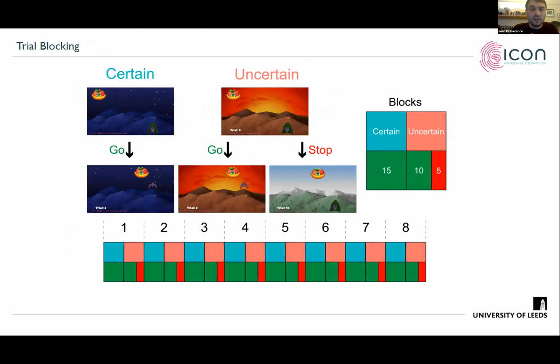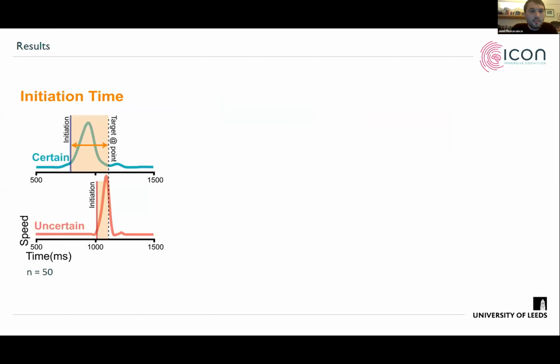We've got 2 conditions: a certain condition, where they're all going to be go trials, and an uncertain condition where 33% of the time we're going to present this stop signal. And there were 8 blocks of 30 trials for 240 trials in total. So here are the results. Here are just 2 kinematic traces comparing representative certain and uncertain conditions. And we can see that qualitatively, people seem to be, as we predicted, delaying their initiation.